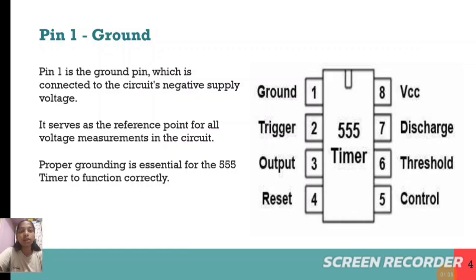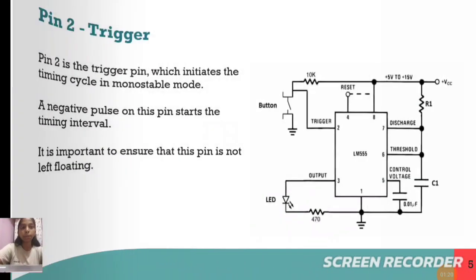Pin 1 is ground. Pin 1 is the ground pin, which is connected to the circuit's negative supply voltage. It serves as a reference point for all the voltage measurements in the circuit. Proper grounding is essential for the 555 timer to function correctly.